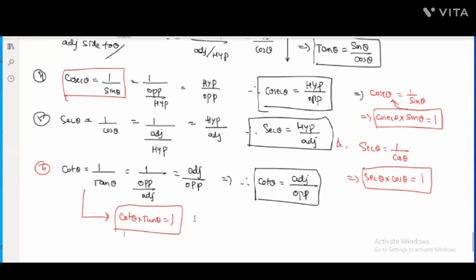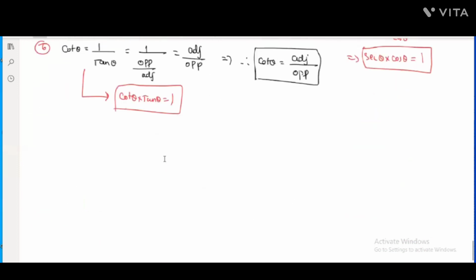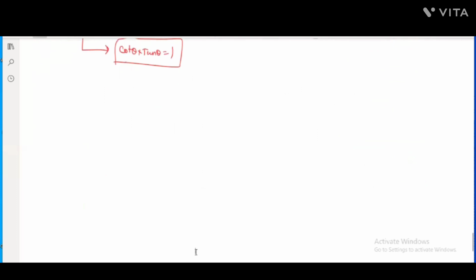Let's discuss a little bit here. The opposite side to theta means mod of y by r. This is mod x by r. So this can be taken as mod y by mod x. Like that we will take. The remaining are all just reciprocals of this. Hope you understand how we can define the trigonometric ratios, shortly TRs.